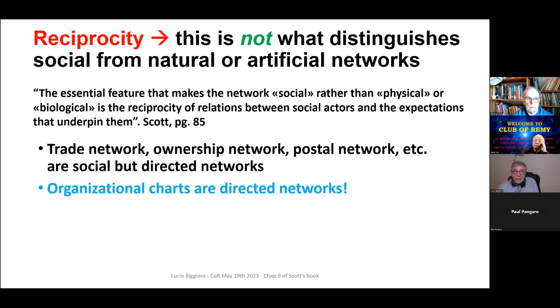Finally, organizational charts, which are just the representation of hierarchy, are directed networks. In fact, decisions flow from the superior to the subordinate and not vice versa. So they are directed networks, and they of course are social networks.